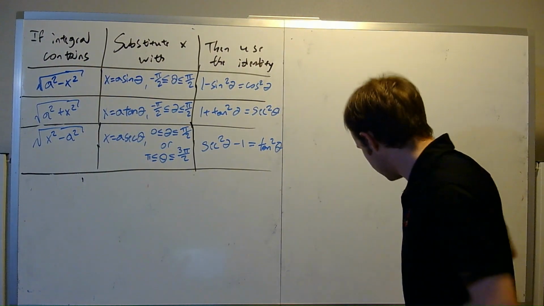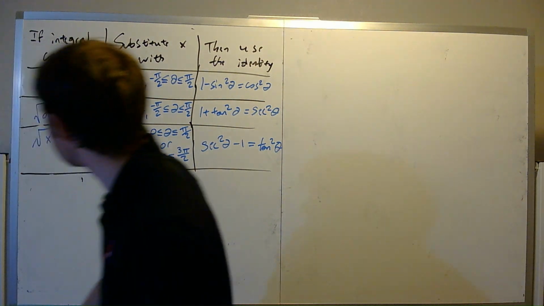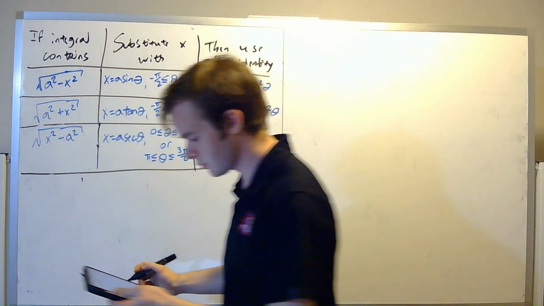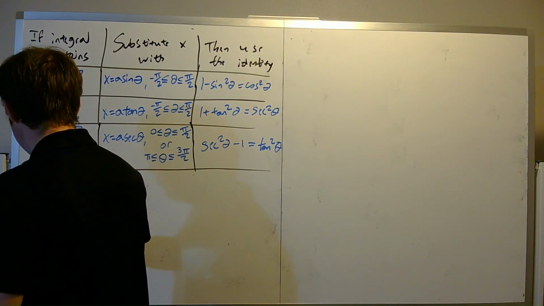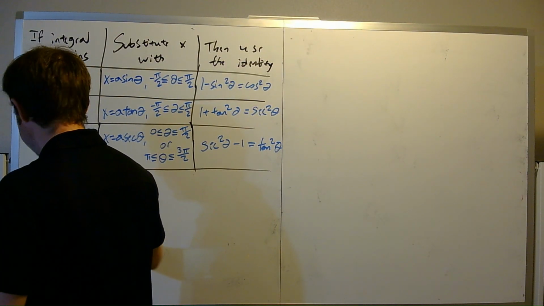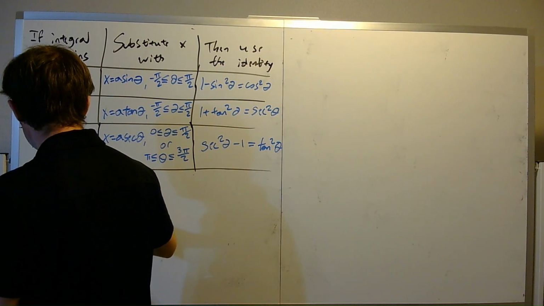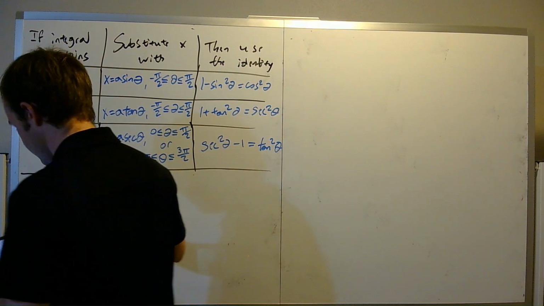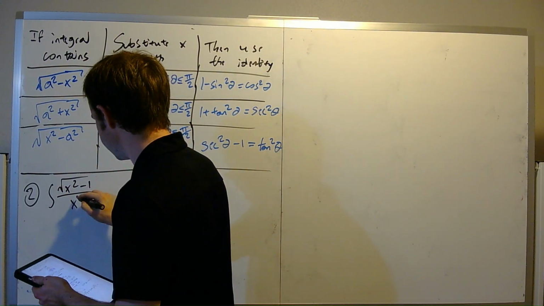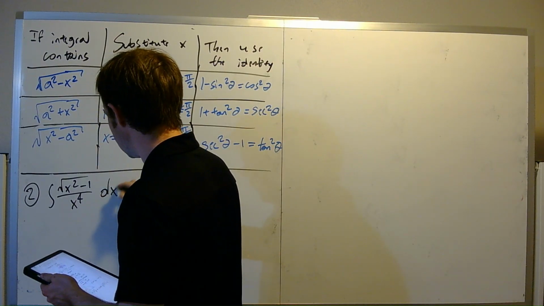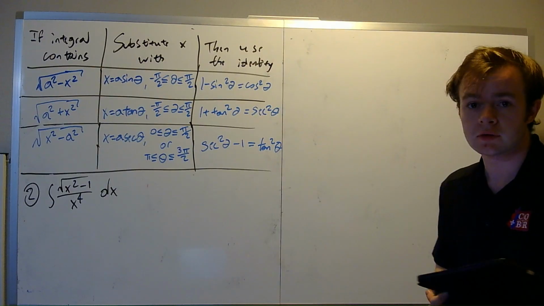So in the last problem we used the second part of the table here. But let's see what we're going to use for this next problem. So number 2 is the integral of the square root of x squared minus 1, divided by x to the 4th, dx. Okay. So now this is the integral that we're trying to take.